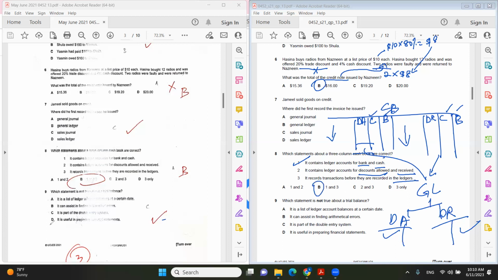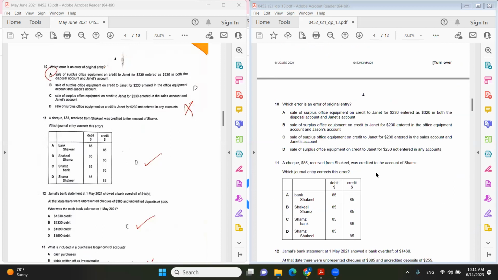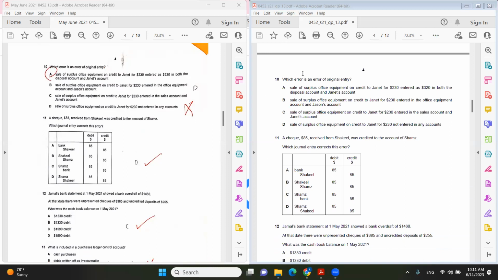Next is question 10. Which error is an error of original entry? You have 6 errors: commission, omission, complete reversal, and then principle, and then compensating, and last, original.